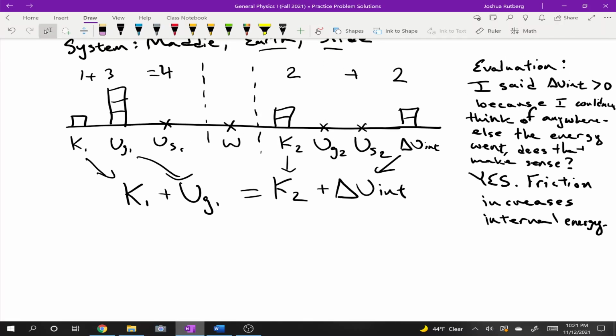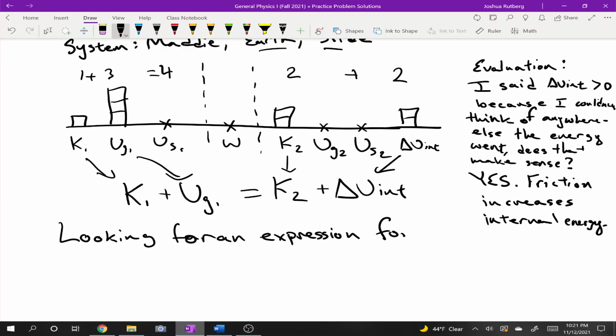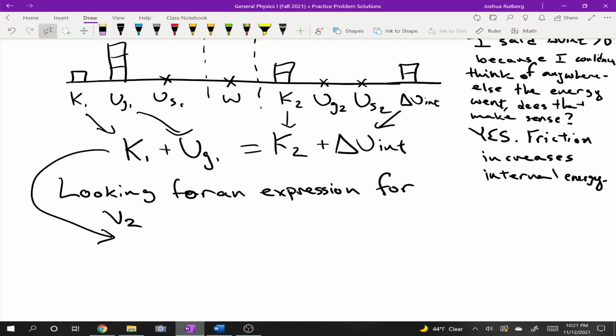Now, what am I looking for? I am looking for an expression for the final velocity. So let me take the equation that I came up with, and let me substitute in the equations for all the different kinds of energy.